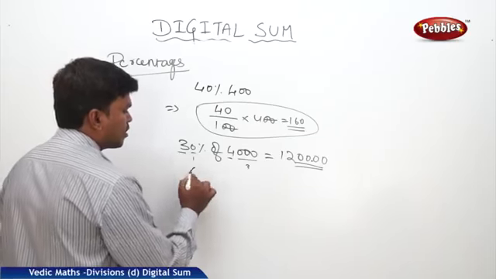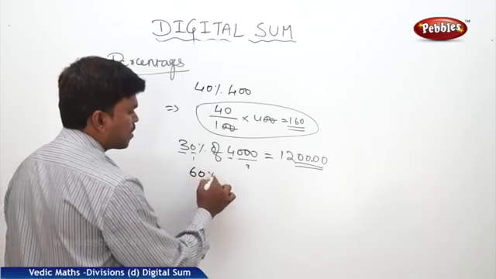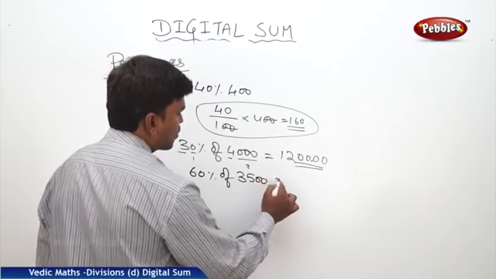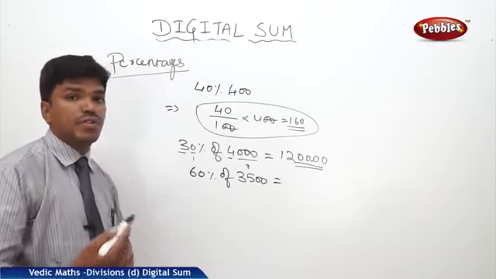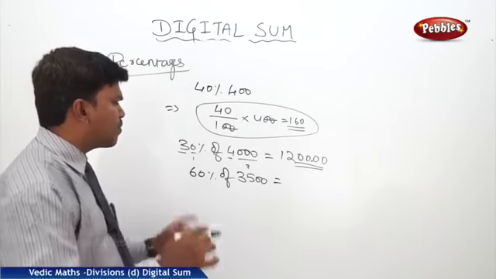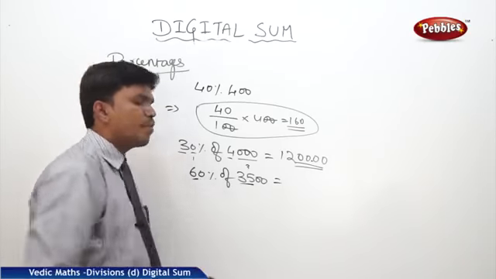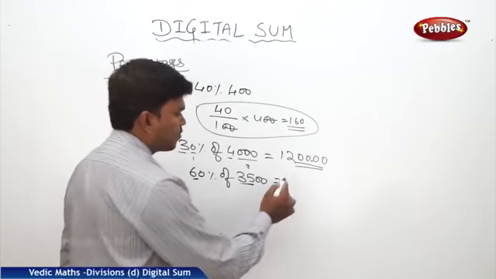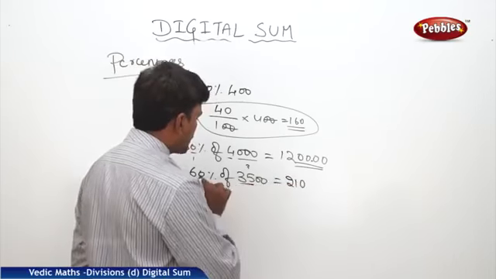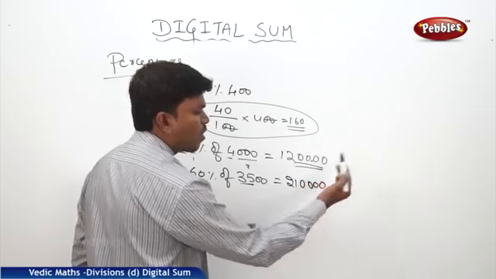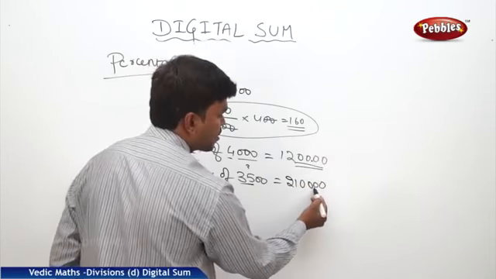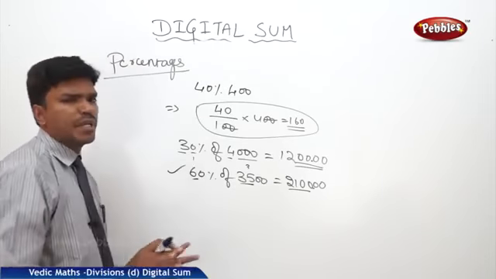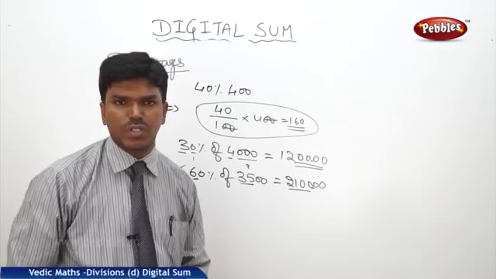Similar. Say 60% of 3,500 I need. How will you calculate? You simply do one thing. 35, 6 times. How much is 35 6 times? 180 plus 30, 210. How many zeros? 3 zeros. So put a decimal point after 2 digits from right. That is 2,100, which will be my answer. Simply, no need of using this much big formula.